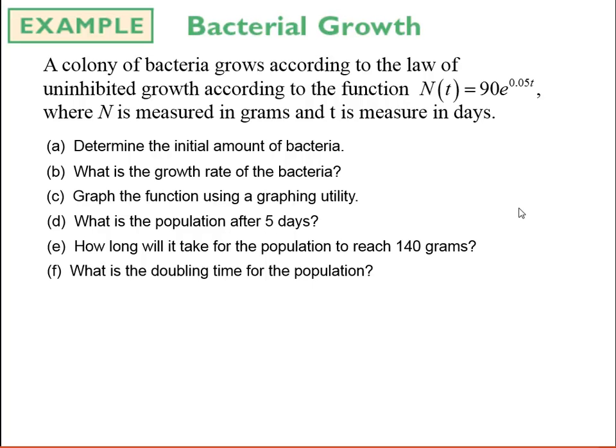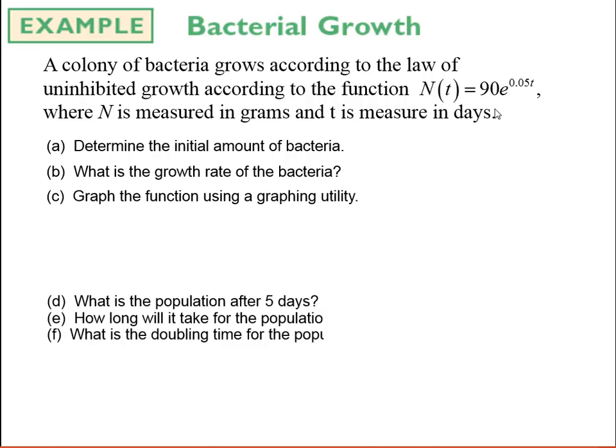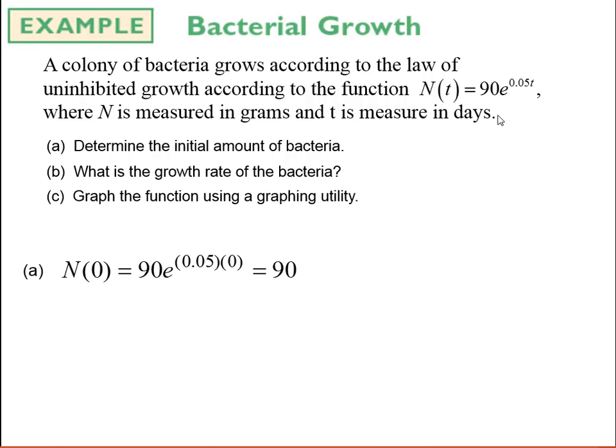So let's take a look at an example. In this example, it says that a colony of bacteria grows according to the law of uninhibited growth, and the function for this model is N of t equals 90 e to the 0.05 t, where N is measured in grams and t is measured in days. Part A says determine the initial amount of bacteria. That's pretty easy. Remember what we talked about: this is the initial amount that we start with. So for letter A, the initial amount of bacteria is 90.